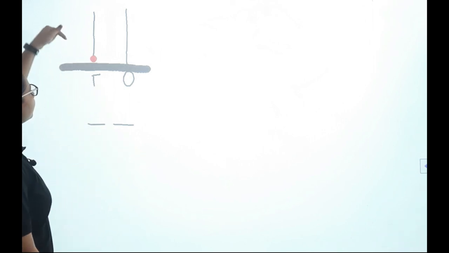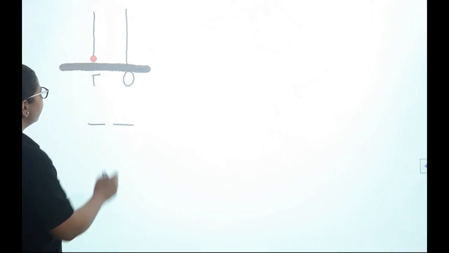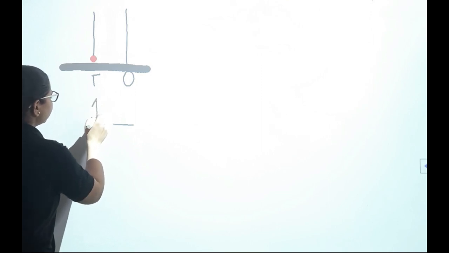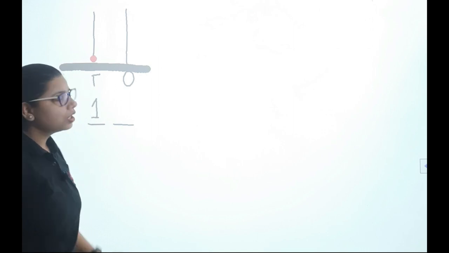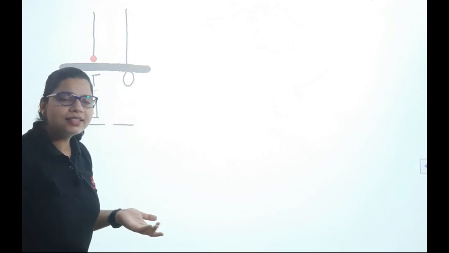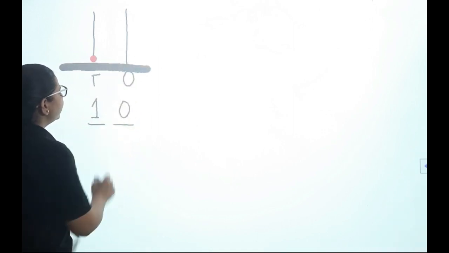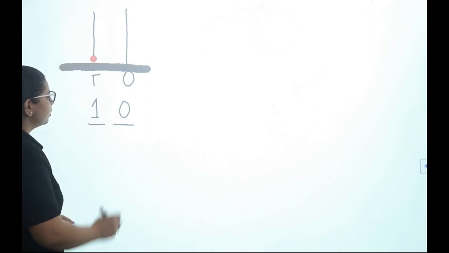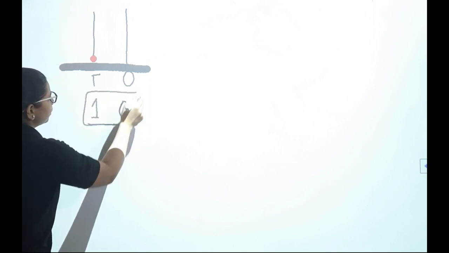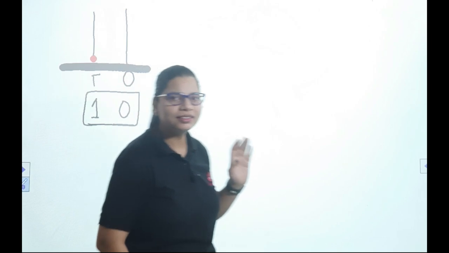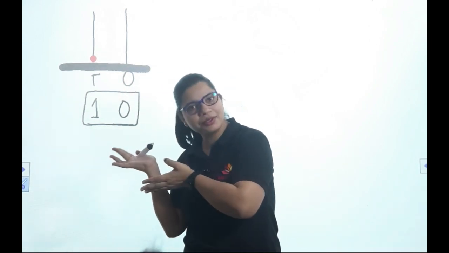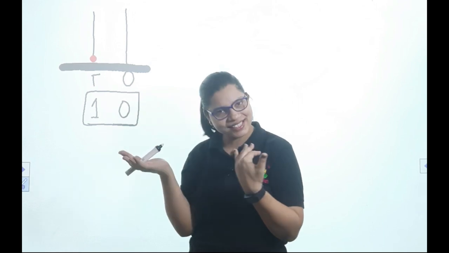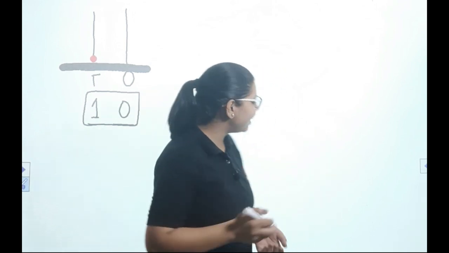Now how many beads on this rod? One. Oh, we'll write one here. How many beads on ones rod? Zero. How many beads are on the ones rod, kids? Zero. How many beads on the tens rod? One. So we have this number. Do you know this number? Have you made friends with this number? Do you know anything about it? Yes. It is 10. Yay!